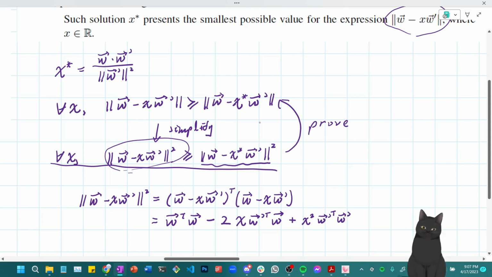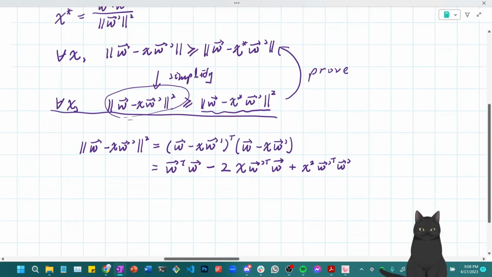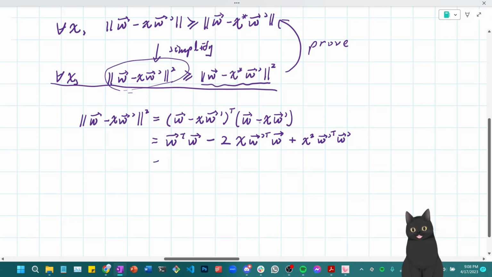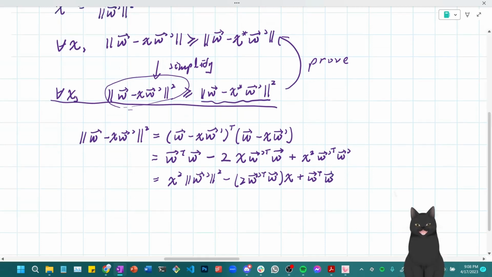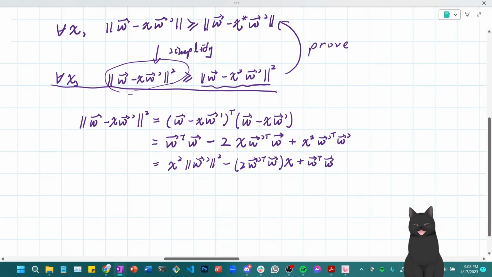Keep in mind that w prime and w are both known variables. So essentially, we're working with a quadratic polynomial, and we're trying to minimize a quadratic polynomial. Well, I bet we have heard of something that can come of use when we're trying to minimize a quadratic polynomial. Well, what do you think it is? Yes, unfortunately, it's calculus. So let's try to do calculus to find what x minimizes this expression.